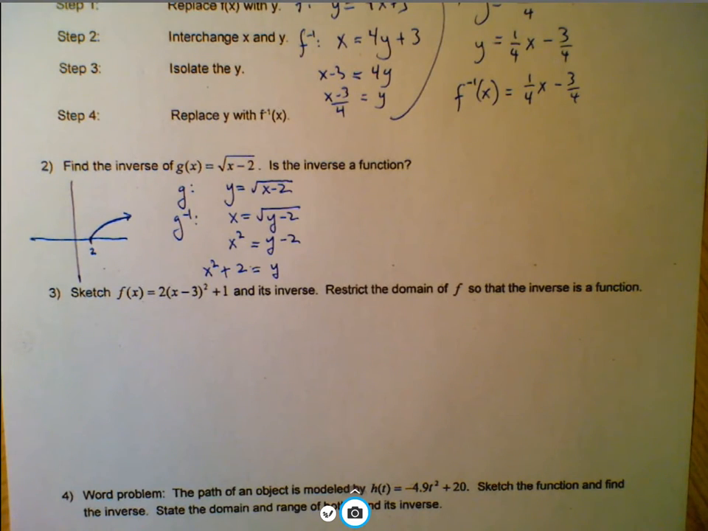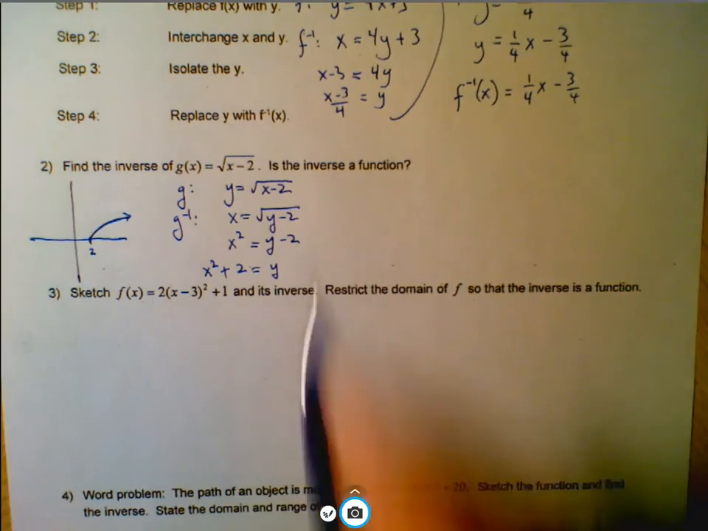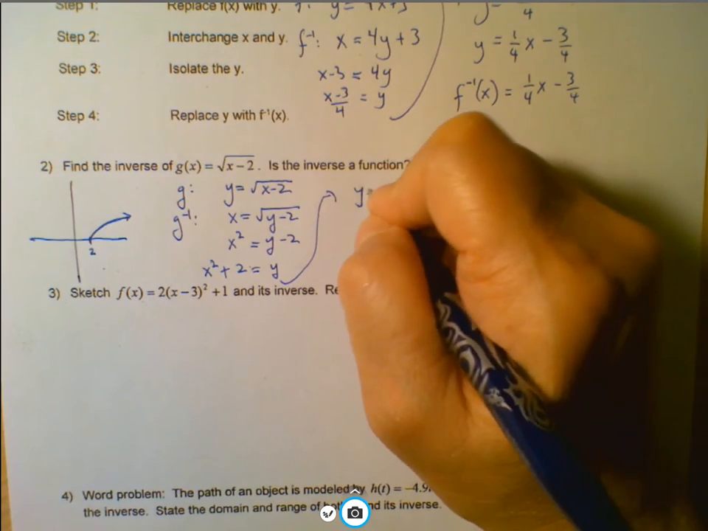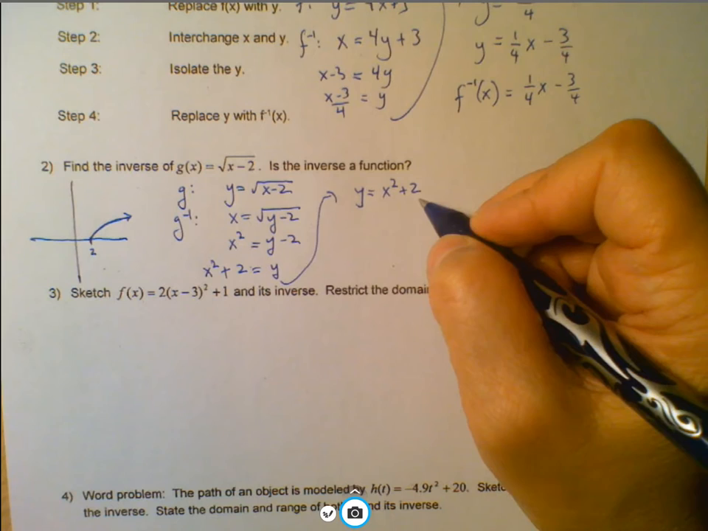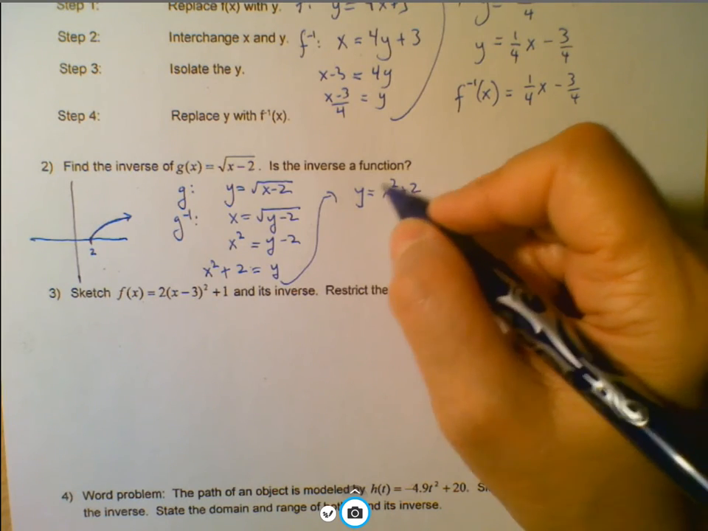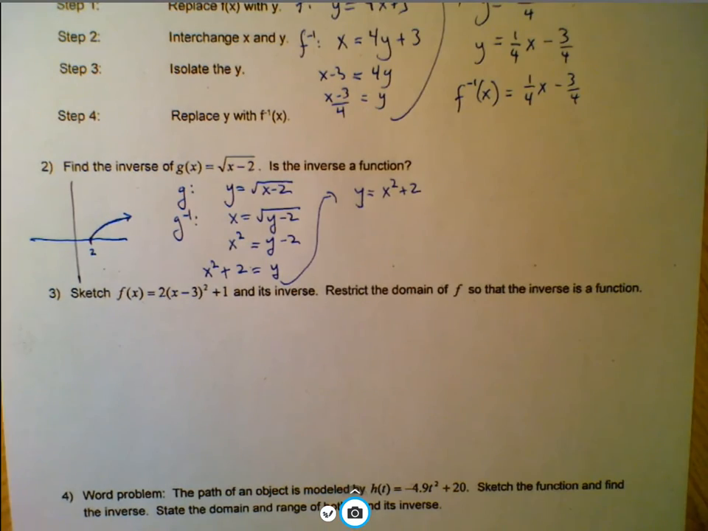Okay, so let me sketch the inverse. So what is y equals x squared plus 2? And actually, I'm going to write it like this. y equals x squared plus 2. Is that a function? All right, yes, it is. That's a quadratic that's been translated up 2 units.